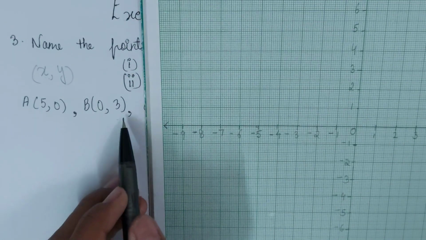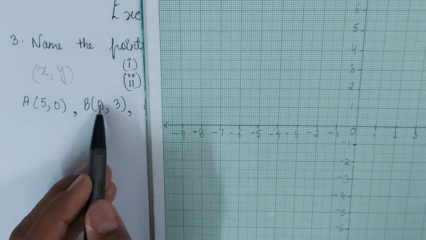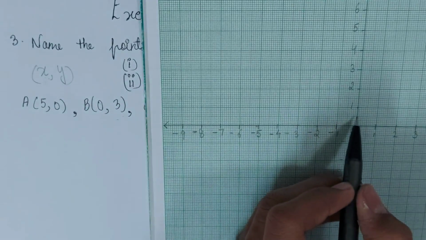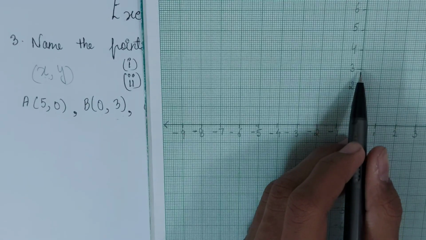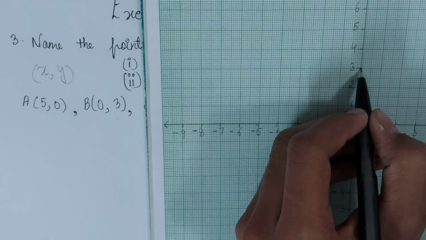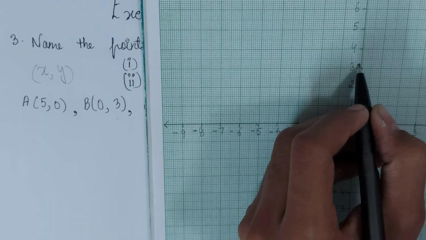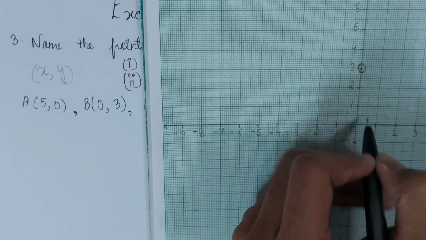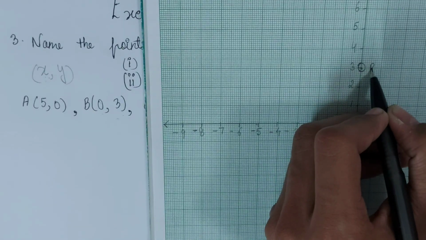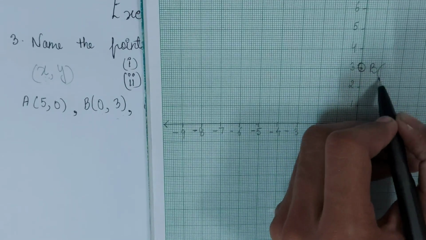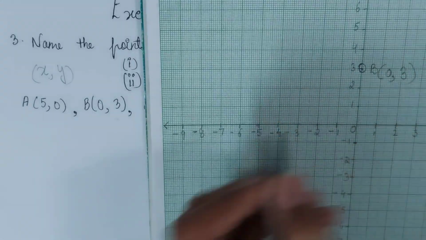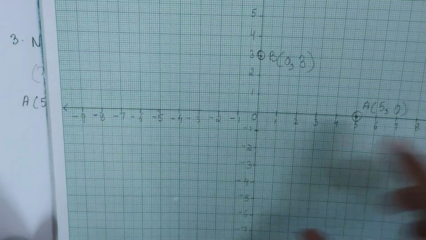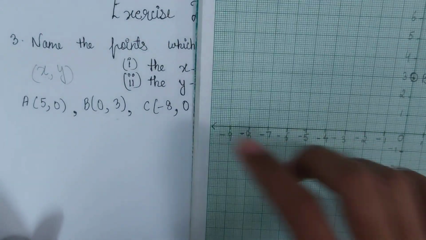Point B is 0, 3. Here x is 0. See carefully. So x means here it will be 0. And plus 3, on the y-axis you go 1, 2, 3. Plus 3 is right here. So we are going to make a circle around this. This is representing point B. B is 0, 3. Fine. So as you can see, we've marked 2 points, A and B. We need to mark the other ones as well.